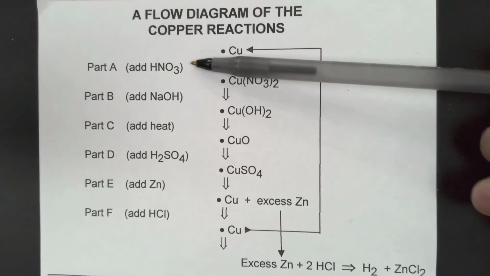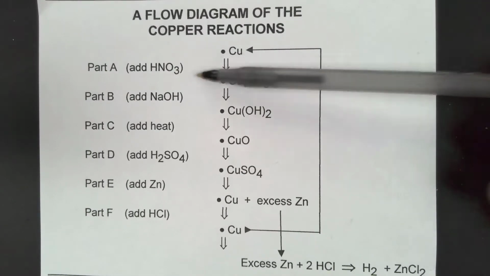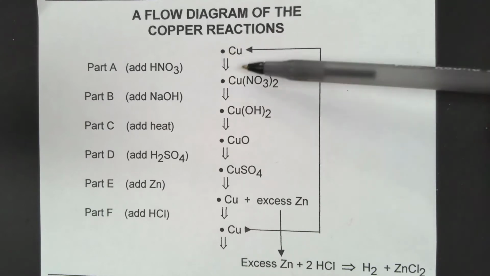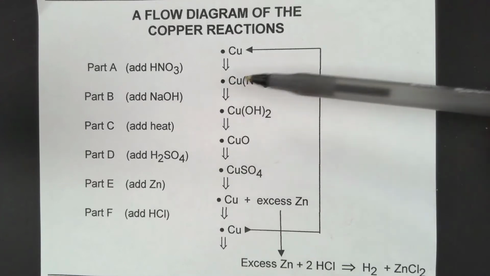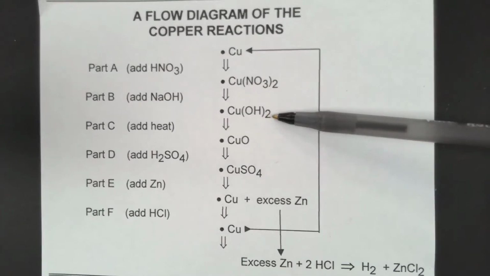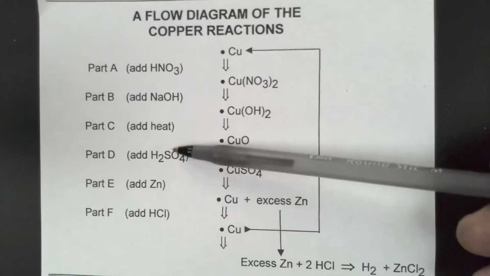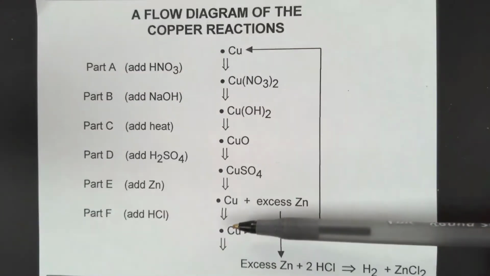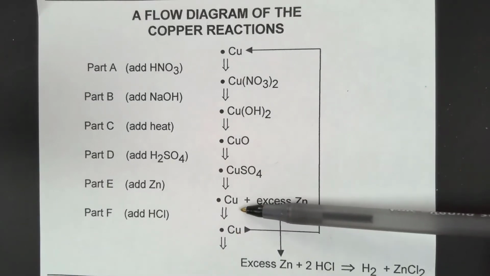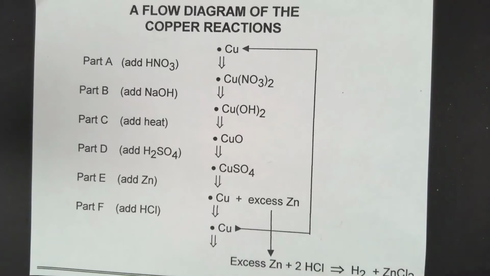This will produce a poisonous gas called nitrogen dioxide, so this part has to be done in a fume hood. Then we can go to the desk and add sodium hydroxide, creating copper hydroxide. Then we can heat it, copper oxide. We can add sulfuric acid, copper sulfate. Then we can add zinc to precipitate the copper back out. So if we started out with a gram here, theoretically we should end up with a gram here.